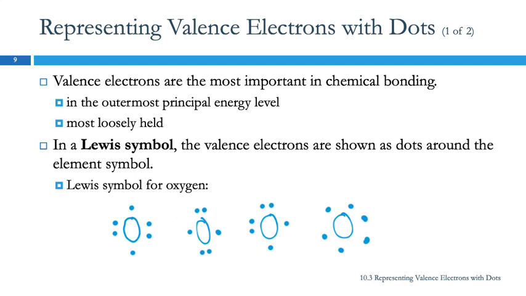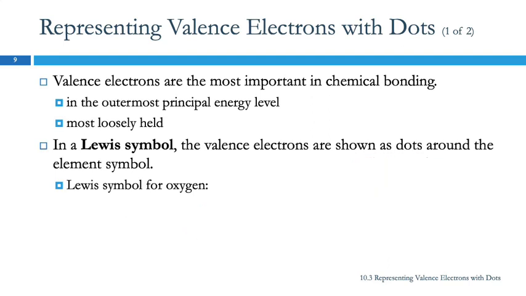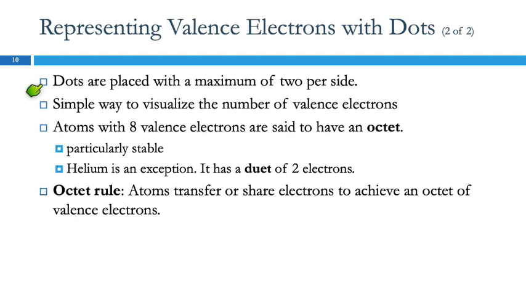And so what we end up with here is a little bit like we get with dice, right? Do you need to count the spots on that die to see how many there are? No. We know from the pattern that that's 6. And the 5 is always shown like this. And we recognize it, right? So we're not going to draw just random dots around. We're going to keep to the 4 points of the compass. So place the dots with a maximum of 2 per side. This makes it easy to visualize the number of valence electrons.